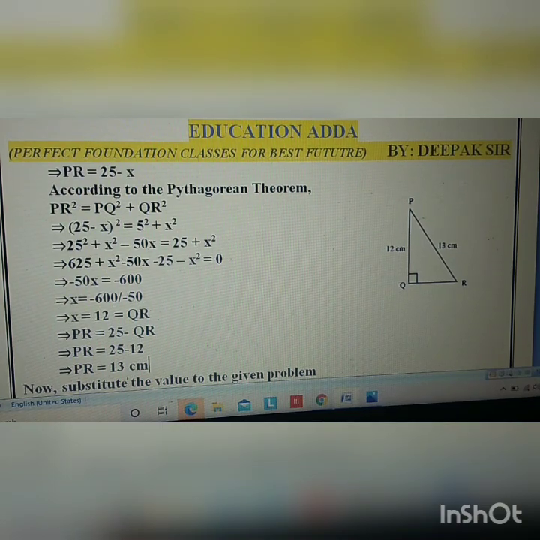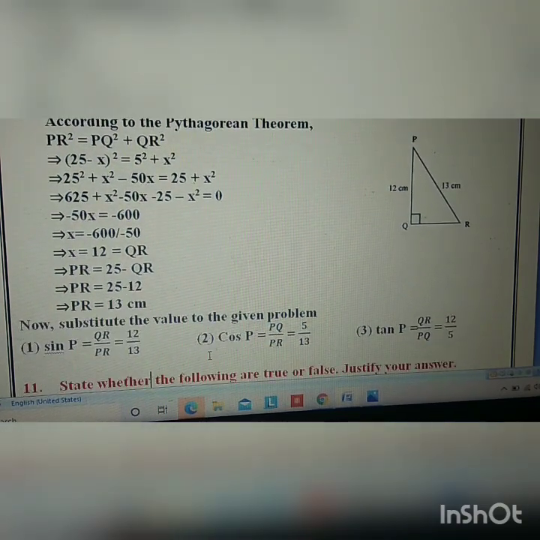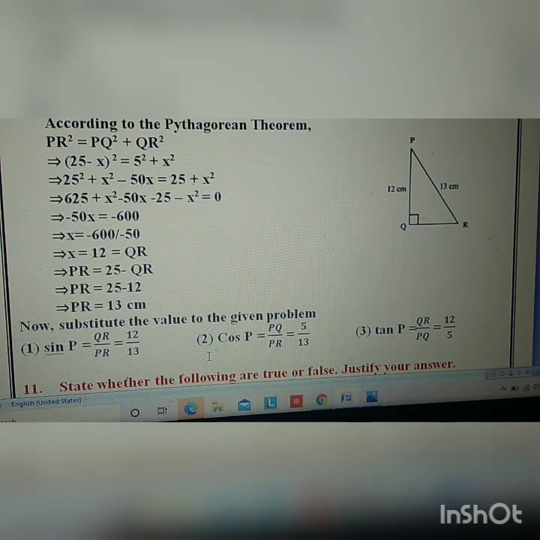So now we have to find the value of sin P, cos P, tan P. For sin P, it is perpendicular upon hypotenuse, that is QR upon PR, that is 12 upon 13. For cos P, it is base upon hypotenuse, that is PQ upon PR, 5 upon 13, and tan is the perpendicular upon base, that is QR upon PQ. So it comes out to be 12 upon 5. So this was question number 10.